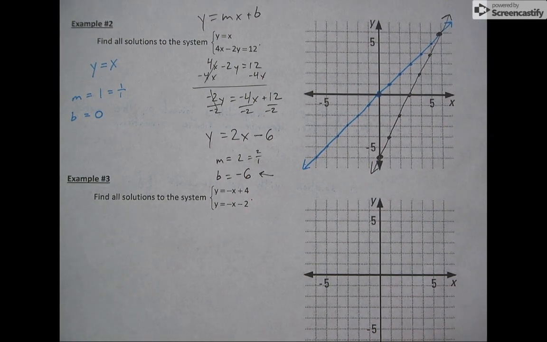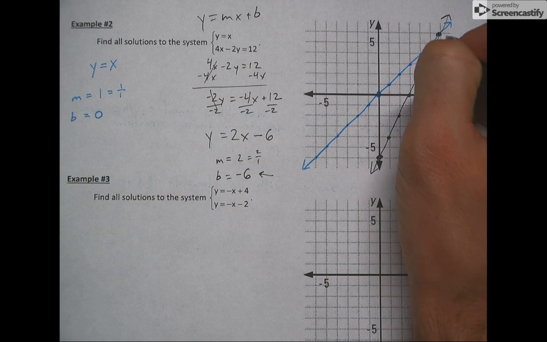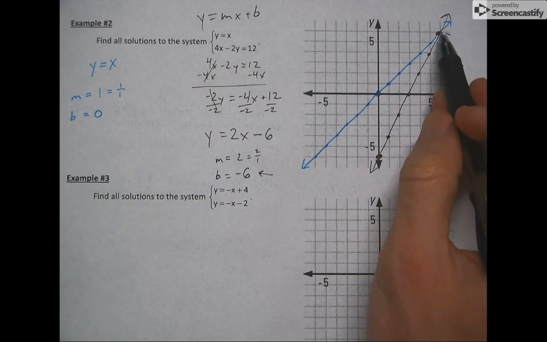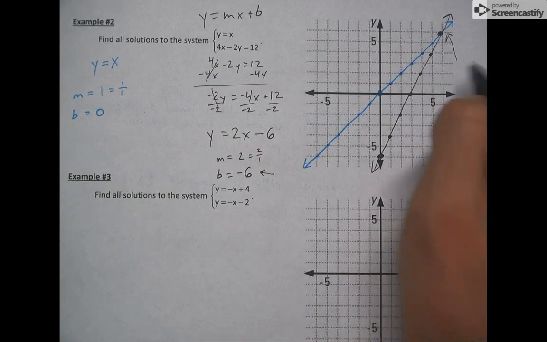Now you're not done. We need to actually identify the solution. So what point is this? Okay, and so the x value is 6.